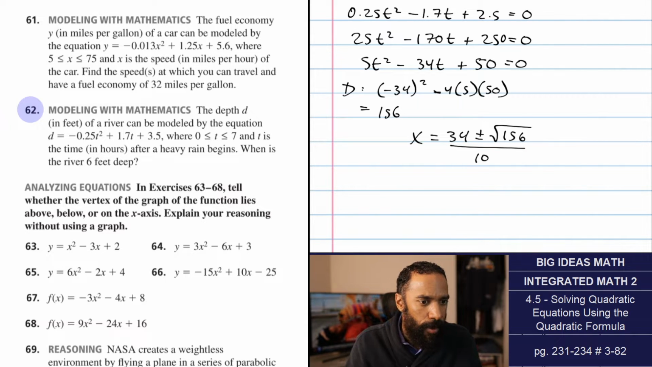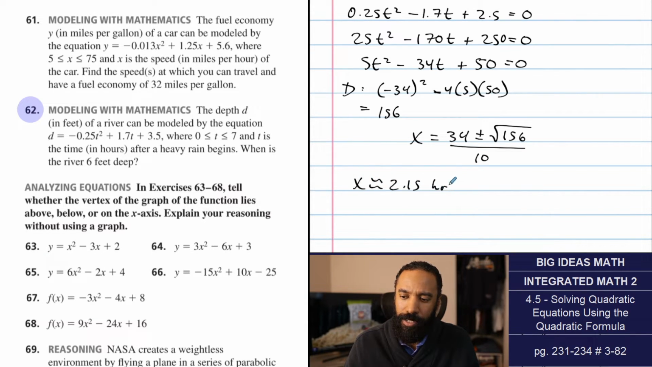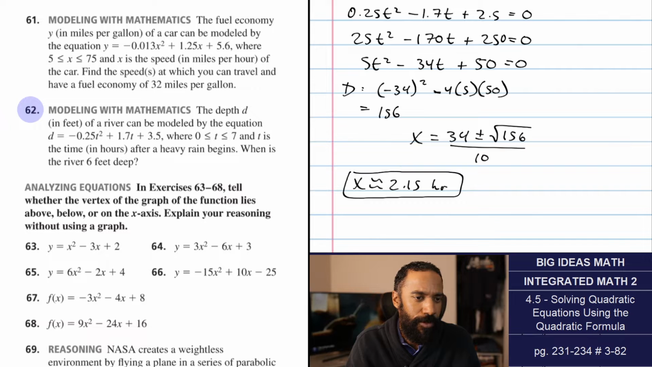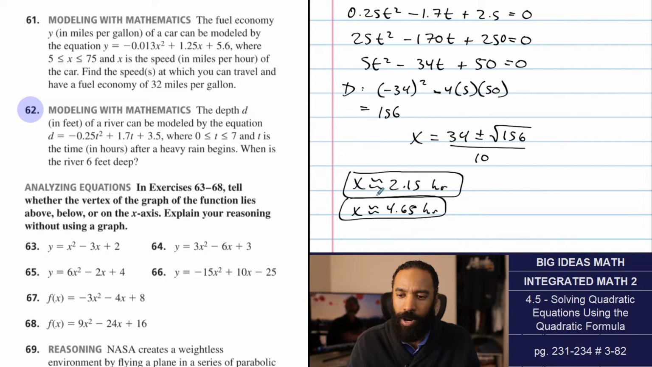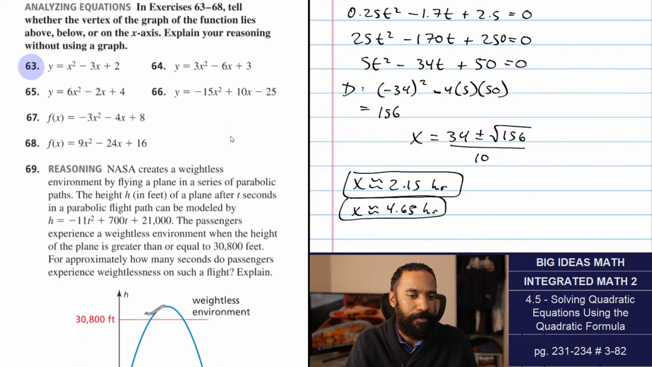When is the river 6 feet deep? Let's see if there's more than one answer here. Let's try 34 minus the square root of 156, all divided by 10. And I'm getting 2.15. So t is about 2.15 hours. And then let's do the plus, and let's see if we stay within 7 hours. 4.65-ish. So 4.65 hours. Yeah, that's within 7. So more than one answer. A lot of these have had more than one answer recently, which is kind of cool. It's not just restricted to one.